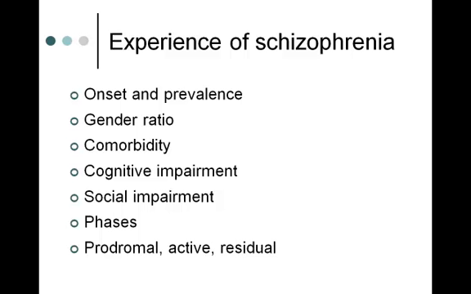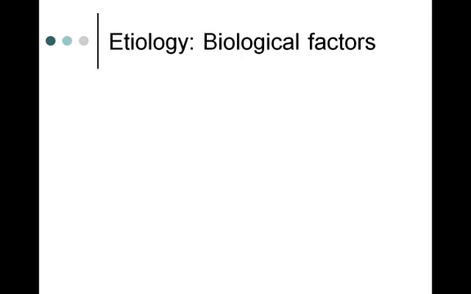And then the active phase, obviously, is when you meet criterion A for schizophrenia, so delusions, hallucinations, disorganized speech or behavior. And then residual phase is when you have subthreshold symptoms following an active phase. Right. Okay. Looking at the etiology, we talk about biological factors.